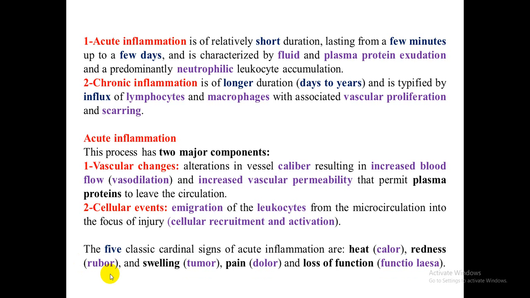rubor, due to vasodilation and increased blood flow, as well as swelling or tumor due to extravasation of protein-rich fluid, resulting in swelling of the affected area. Pain or dolor is mediated by different chemical mediators, or may be due to compression of the swelling resulting from collection of edematous fluid on nerve endings, and also loss of function of the affected site.